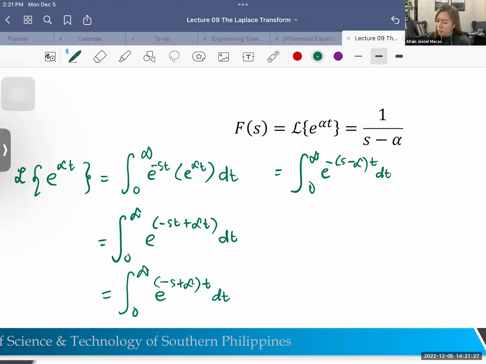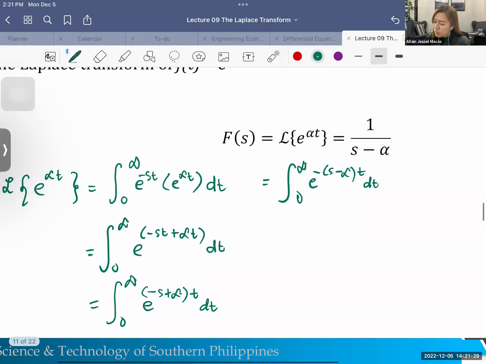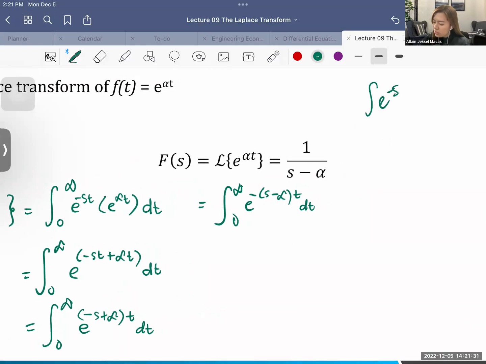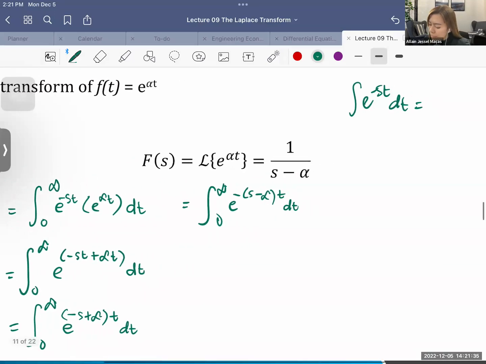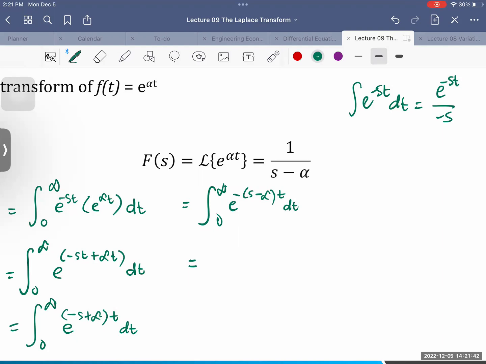Unsa man, di naman ako kabalo mo integrate kinanay alpha. Unsa man to integral nato sa e to the negative st dt? Review ganina. Di ba e to the negative st over negative s? Over s minus alpha. Okay. Sa to over 1 over minus s minus alpha. Tama. Multiply na to og alpha.